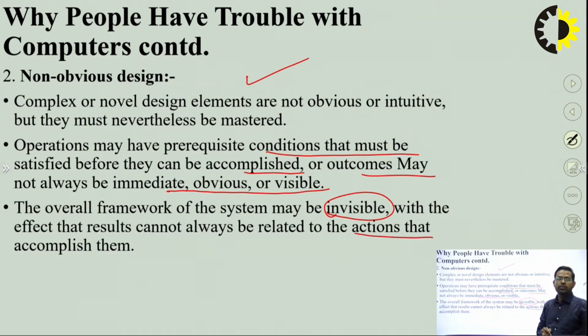Okay, so non-obvious design means that it is not understood by the users, and we can say that the user has trouble interacting with the computers.